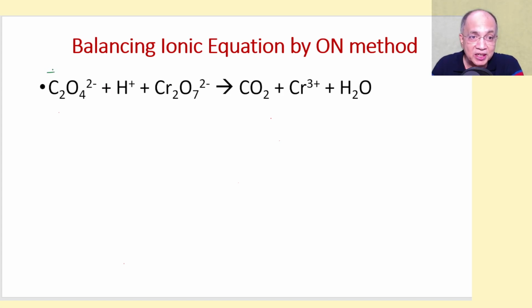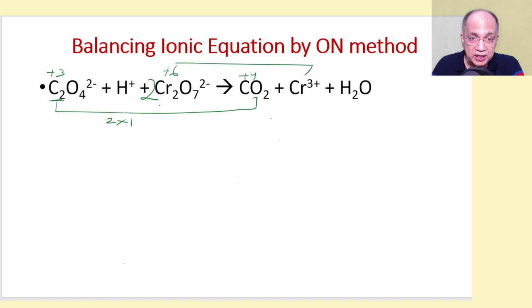So this is +3 and this is +4. So for one atom, its change is 1. +3 to +4, there are 2 atoms, so 2 into 1. So 2 is to be multiplied with the oxidant, and this is +6 to +3. So the change is 3, and there are 2 chromium atoms in the reagent. 3 into 2, 6. 6 is to be multiplied here. So this is 6 2s are 12. So we have to make it 12 here. And this will be 2 2s are 4 chromium. This will be 4 here.